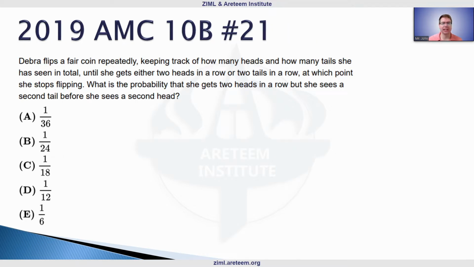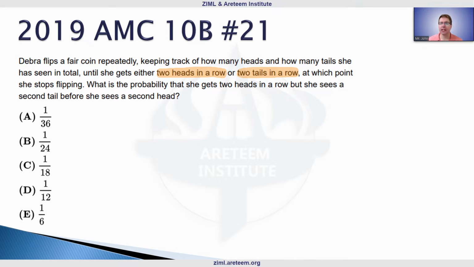This comes from the AMC 10B. It is a probability question, and one where it's good and important to read carefully. Make sure you get things correct that way as well. So Deborah flips a fair coin. She's counting the number of heads and tails she gets. And let's highlight these important pieces of information. So fair coin is fine, but she's either getting 2 heads in a row or 2 tails in a row, at which point she stops flipping.